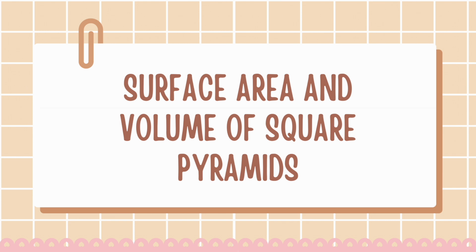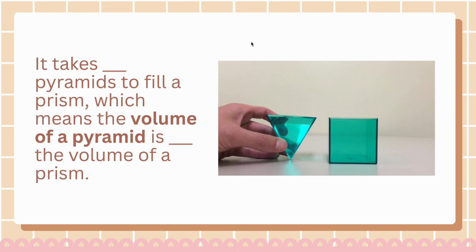Hi, today we're going to be learning how to calculate the surface area and volume of square pyramids. Before we do that, let's review the volume of a prism. In previous videos, we figured out that to calculate the volume of a prism, you need to take the area of the base, which we use capital B to represent, and then multiply it by the height of the prism. But how can we use this knowledge to help us derive the formula for the volume of a pyramid?